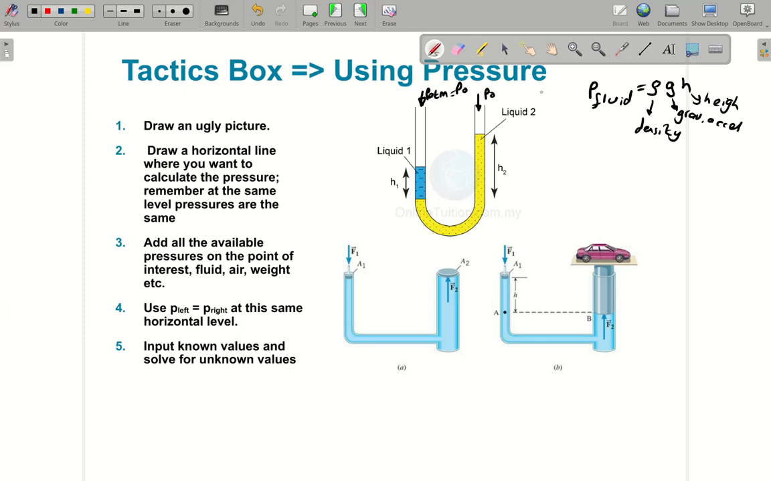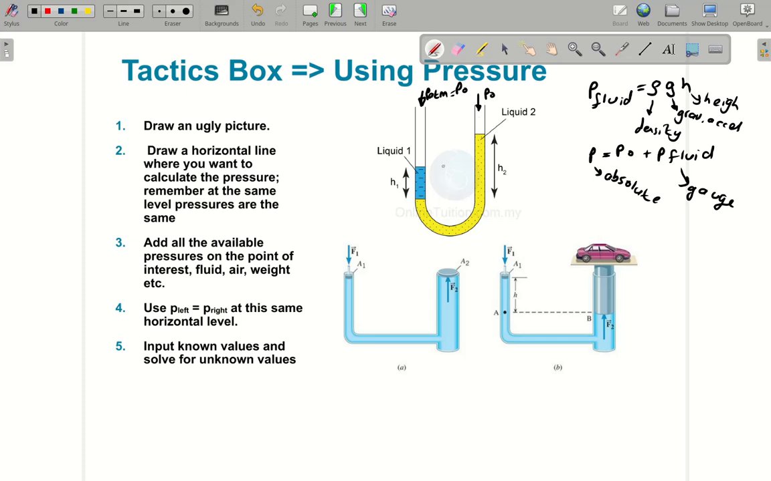If I add the P0 here, I call it absolute pressure. And I say total here, if there's atmospheric pressure, I add that, plus the P fluid. This is called absolute pressure, and this is called gauge pressure. Oh, a lot of spelling errors here. Absolute pressure and gauge pressure. All right.